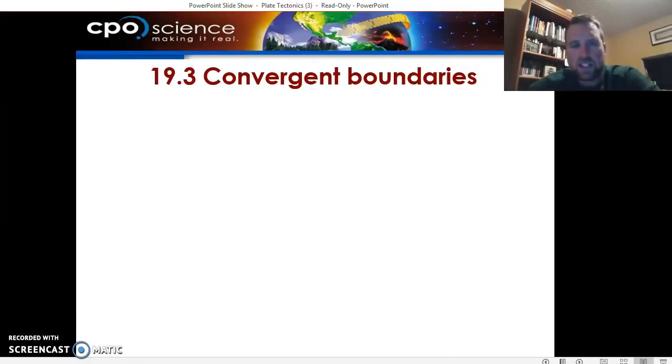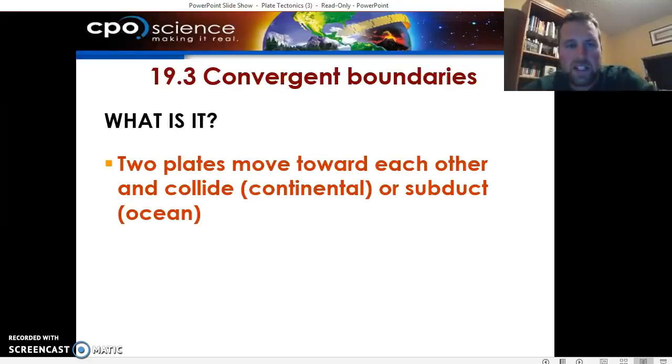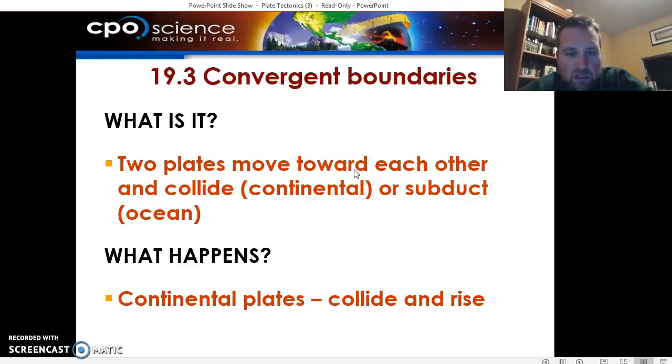Okay, the next one is a convergent boundary. So what is it? It is when two plates move toward each other and collide. And when they collide, they can do two things. They can either form mountains or they can form a subduction zone. So let's write this down in our notes. So two plates move toward each other and collide if it's a continental, or they subduct when it's in the ocean. And then what happens?